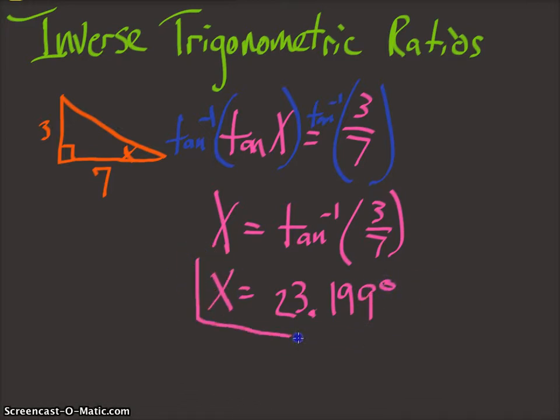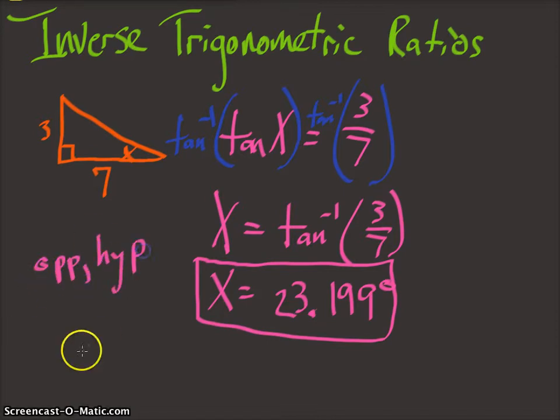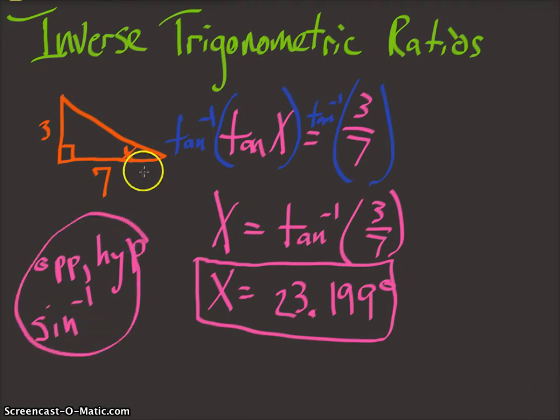Now the process is similar for each of our inverse trigonometric ratios. So if we had been given an opposite and a hypotenuse, then we would have done sine inverse. And likewise with cosine inverse if we had been given the adjacent and hypotenuse. That is something to think about as you continue with the process of solving parts of right triangles.